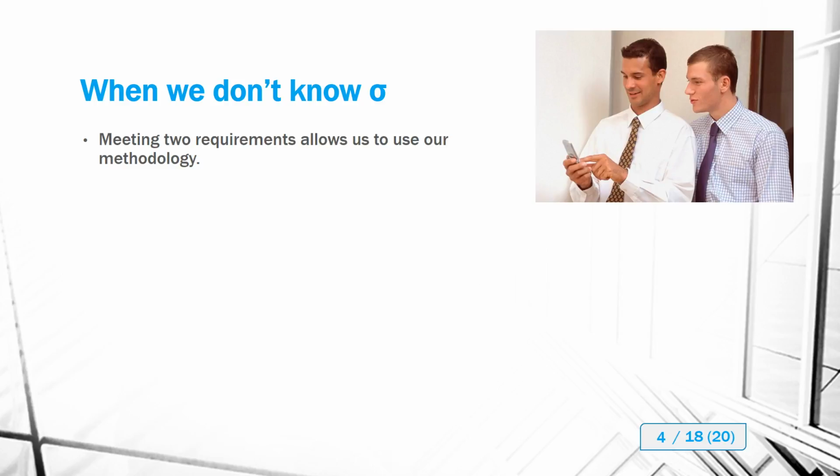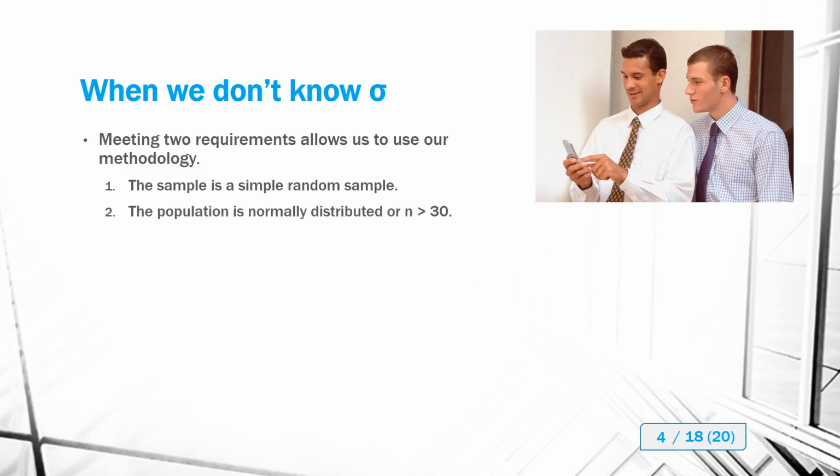And when we have this situation, we have two requirements that we need to meet. These are basically assumptions upon which our methodology is based. So we have to meet these requirements in order for these assumptions to hold true. The first is that the sample is a simple random sample. The second is that the population is either normally distributed or that n is greater than 30.